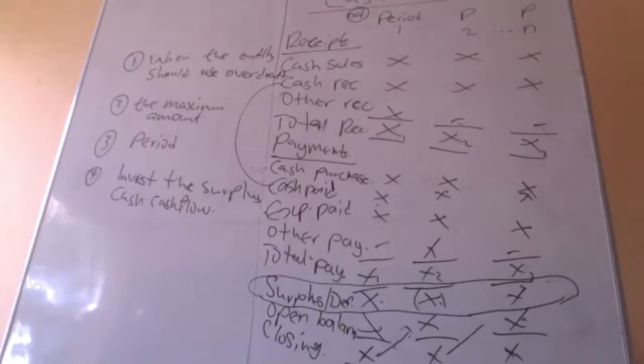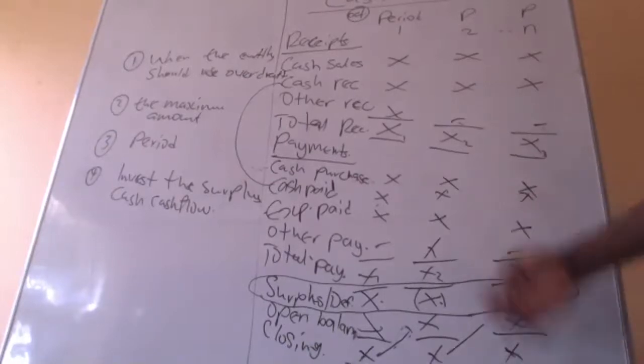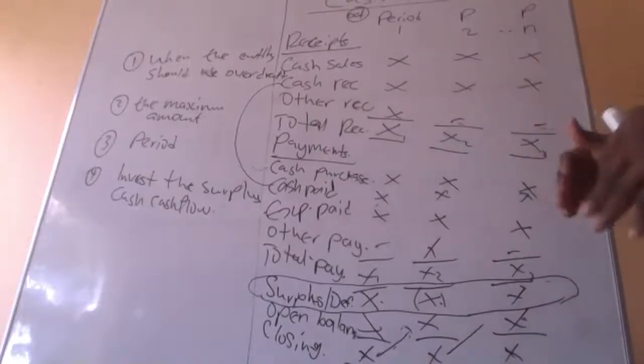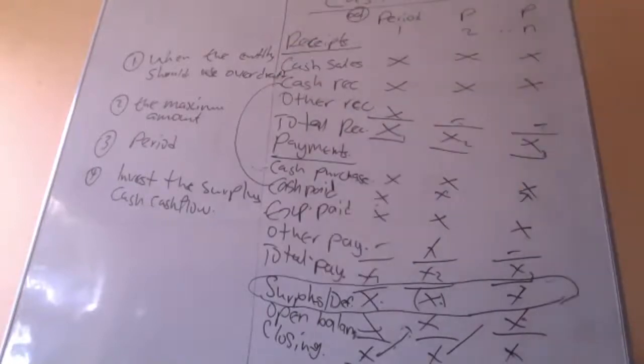So that is it. Now let's see how you use the cash budget. When we solve the first question, we will use these items to explain it. First, when should the entity go for overdraft, or how should the deficit be financed? One, anytime there's a deficit, you have to go for overdrafts.